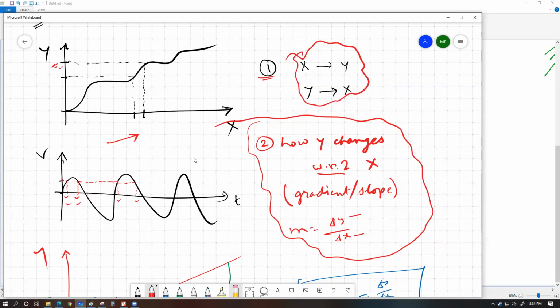As the x value increases, what happens to the y value? Does the y value increase or does it decrease? If it increases, which means the gradient is increasing, I mean, is the rate of increase increasing, or is the rate of increase decreasing? So that's the second information that we have to judge as well.